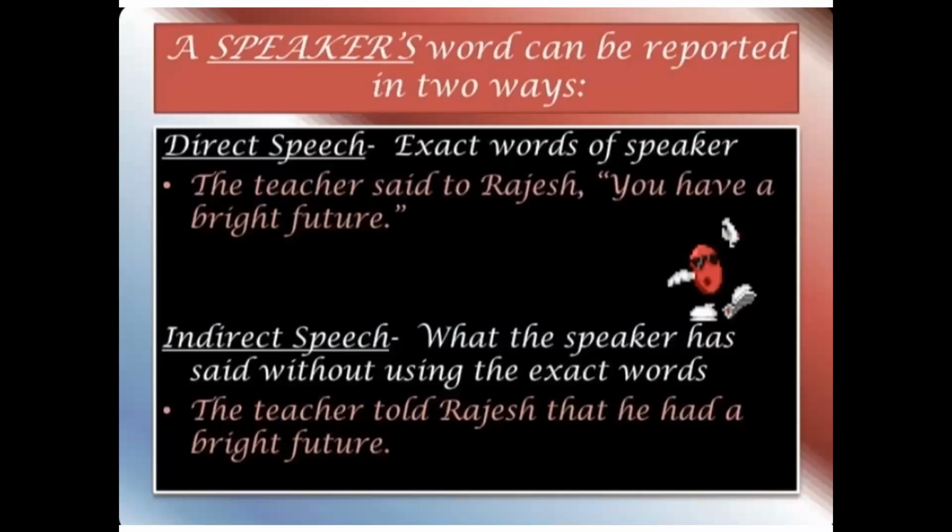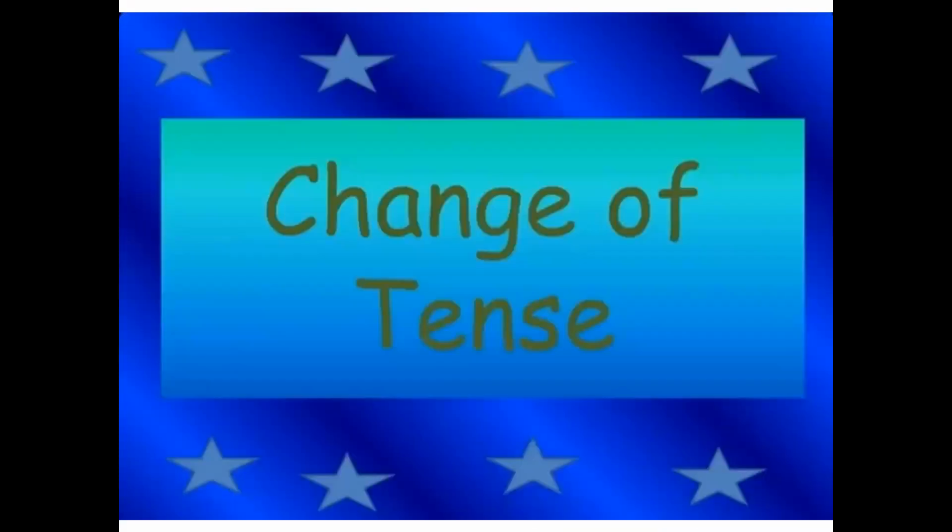A speaker's word can be reported in two ways: direct speech and indirect speech. It is what I elaborately said in the previous slide. The exact word of the speaker is called direct speech. The teacher said to Rajesh, "You have a bright future." In indirect speech, we report what the speaker has said without using the exact words. So it will be converted into the teacher told Rajesh that he had a bright future.